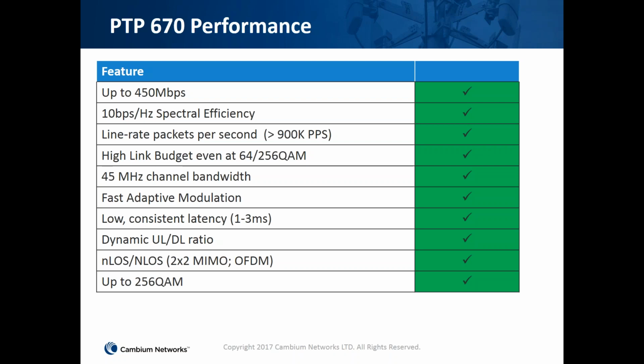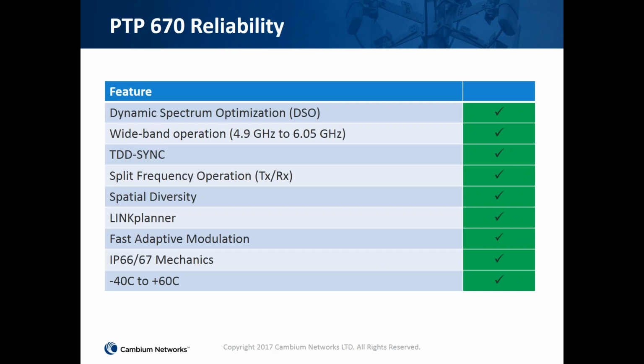So it has non-line of sight and line of sight, and it supports up to 256 QAM. Reliability-wise, the PTP 670 has DSO, which ensures that even if interference happens, we are ready to mitigate it. It has wideband operation, so you can choose which bands you want to work in. In the US, you have more options if you want to move from 5.8 to 5.4, 5.1, 5.2. You have a lot of options in that.